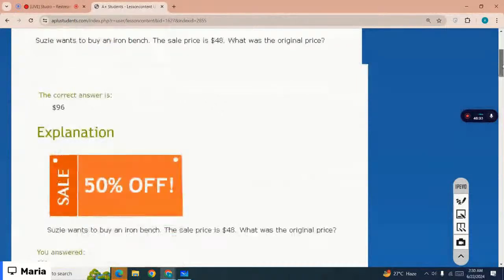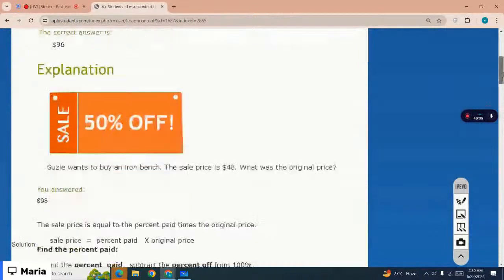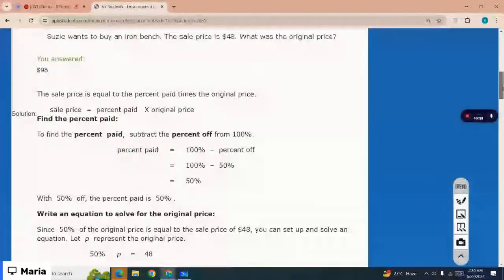You have to calculate the original price, right? So how do we calculate? He paid 50%, right? That means that was on 50% off. So let's just calculate 100 minus 50 equals 50%, right?